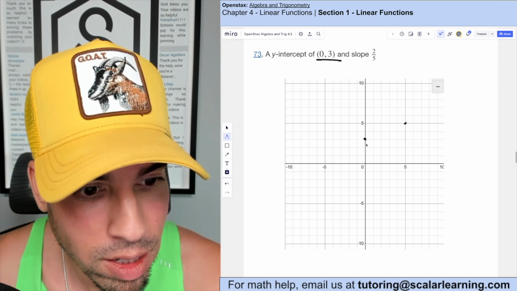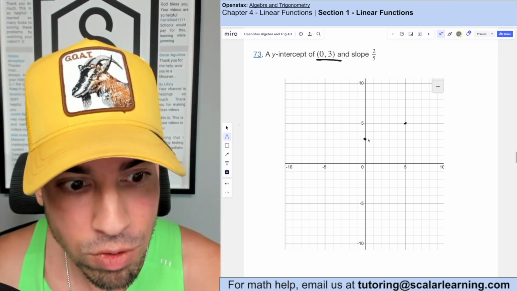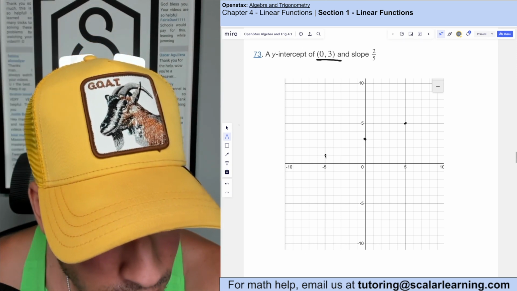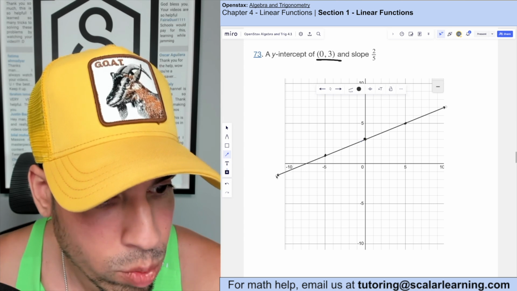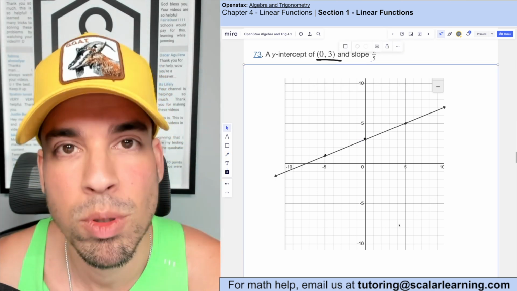I could do it again in the other direction too, by the way. 2/5 positive is the same as -2, -5. So I could go down by 2 and left by 5, and you see that lines up as well. Now, as we connect the dots, we get the full line. There it is. Boom, done.